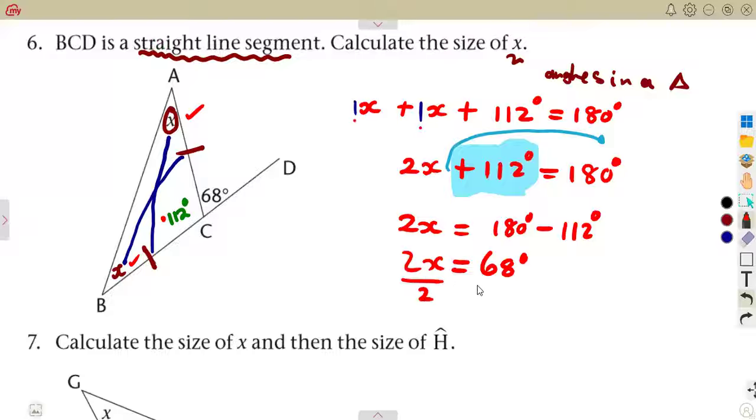Remember, a product, divide to remove the number that is multiplying. So therefore, our x was going to be equal to what? You divide this by 2, you are going to obtain 34 degrees, just like that. So meaning to say this is 34, this is also 34 degrees.